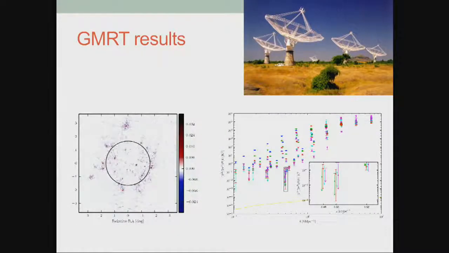This is the result from GMRT. Again, these are measurements where I forgot to put the name of the person who did it. Sorry about this. I think this is led by Patra et al. and collaborators. Just to give credit, this is the area of the sky they look at, and this is the power spectrum calculation. This is their best bin here, and this is the simulation. Again, there are many orders of magnitude here.